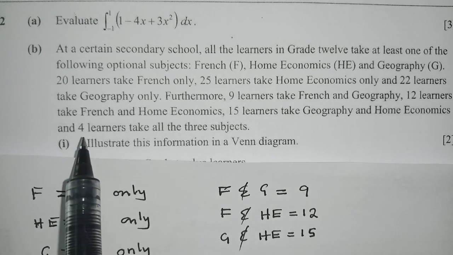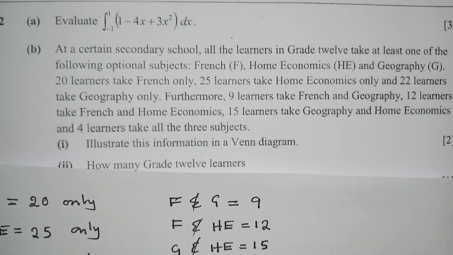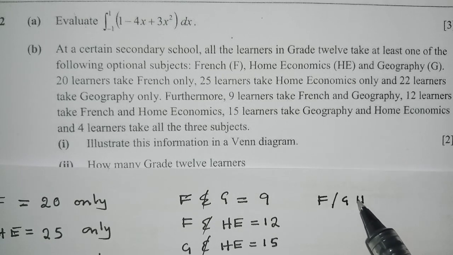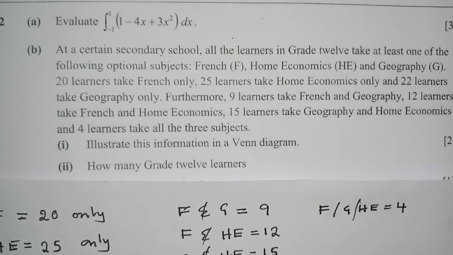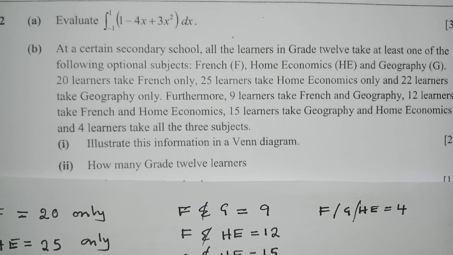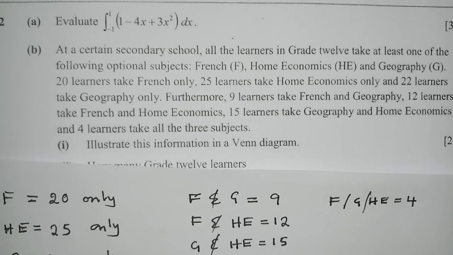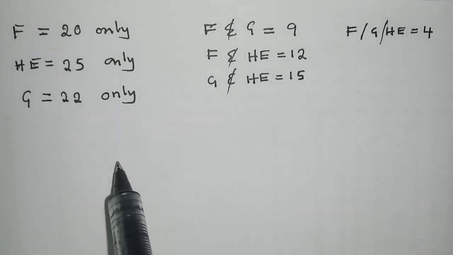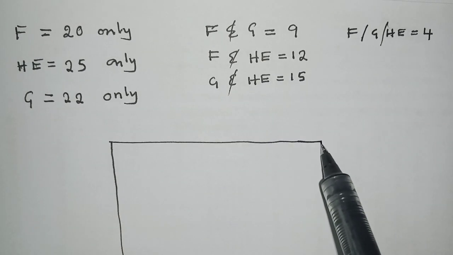And 4 learners take all the 3 subjects. So all the 3 subjects we can write here. We can say French, geography, HE. It's 4 learners. So our first question says, illustrate this information in a Venn diagram. So how do we put this information in our Venn diagram? So we can draw our Venn diagram.